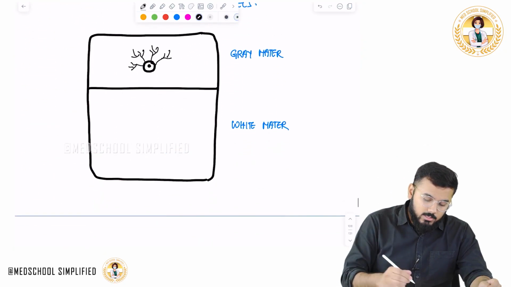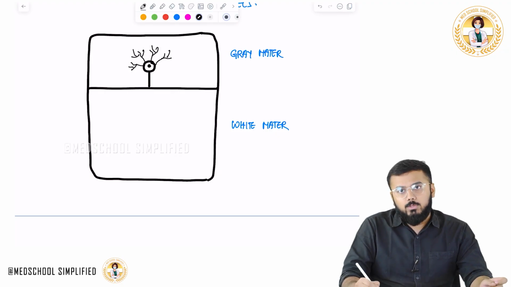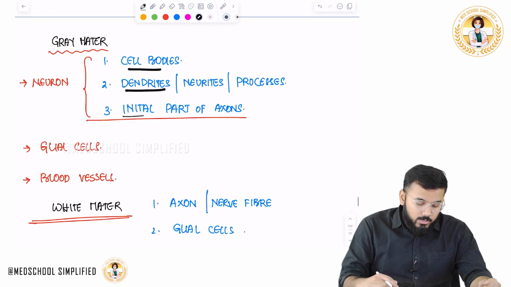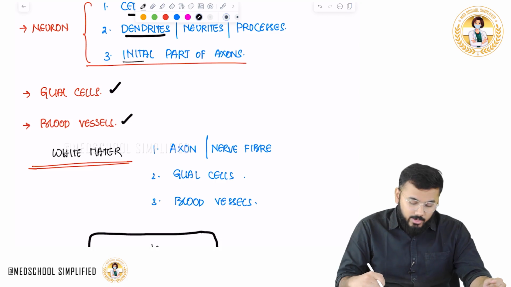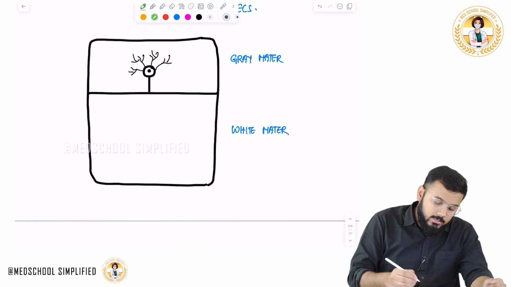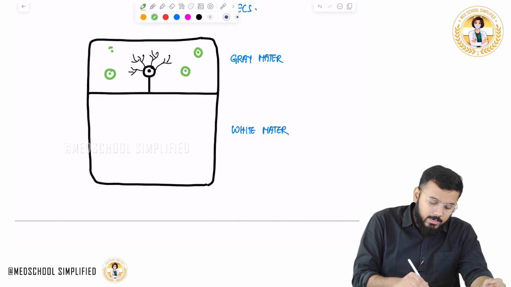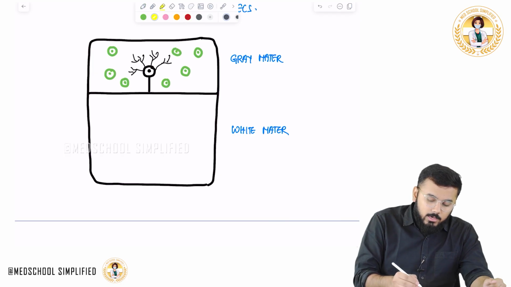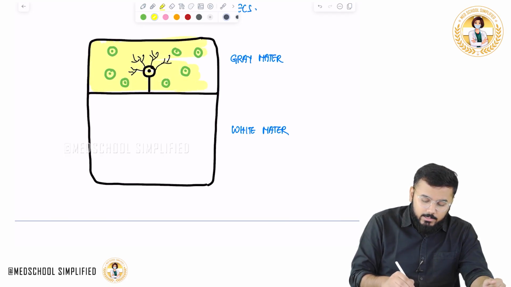Third important part, it is also having the initial part of the axon. Initial part of the axon in the sense, see, only this part of the axon is located. This is the initial part of the axon. Okay, so these are the three important things. Apart from this, what are the things we can also see here? We even see glial cells, we even see blood vessels, right? So where are these glial cells? See, these are your glial cells. There are multiple glial cells that are scattered all over the complete gray matter here, all over the cerebral cortex.